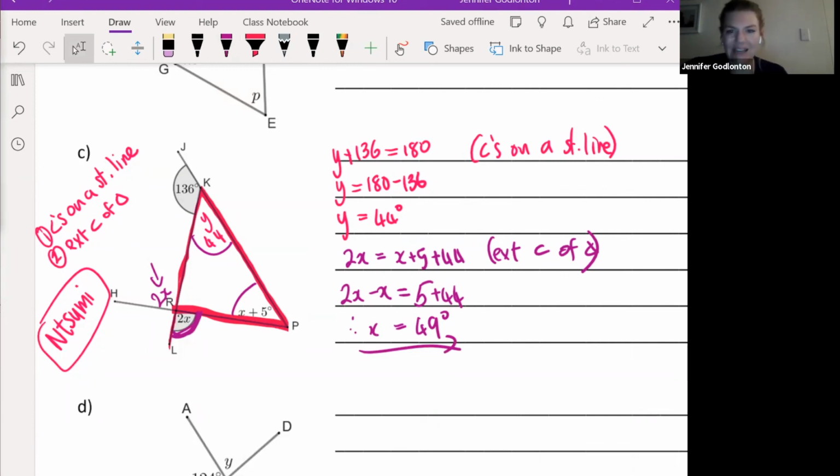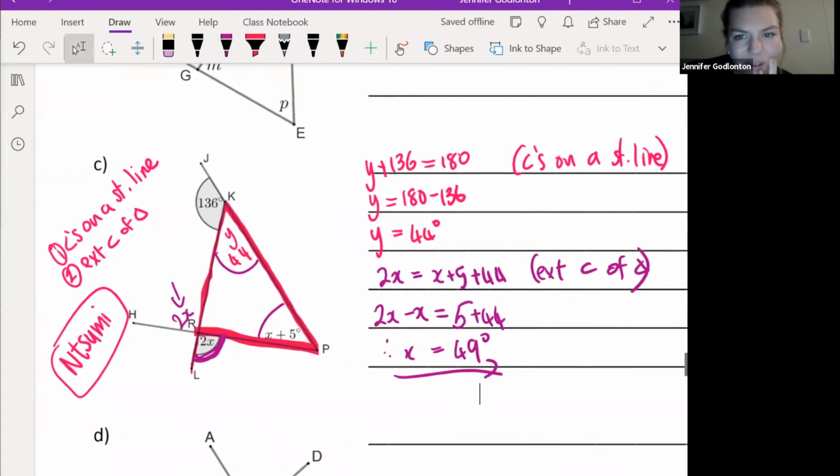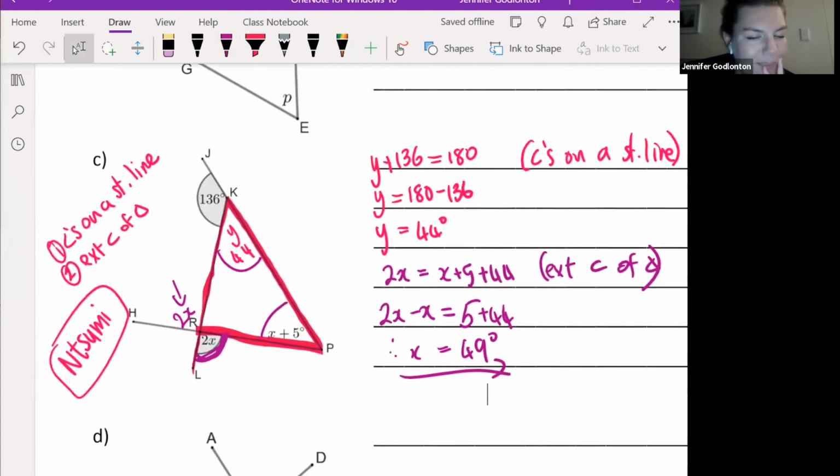Nice job. Does anyone have any questions about the one that they are currently seeing up on the board? Does anyone have any questions about this? So Braden, you can use the vertically opposite. You wouldn't lose marks for saying vertically opposite. You just don't have to do it because it's not necessary, but you definitely could if you wanted to. You got it right. Nice job, Yondela.